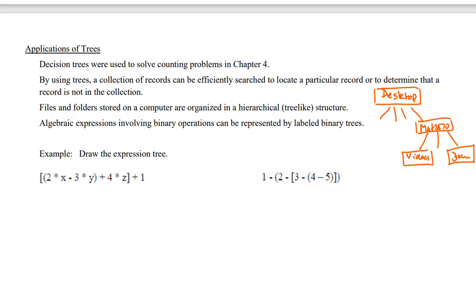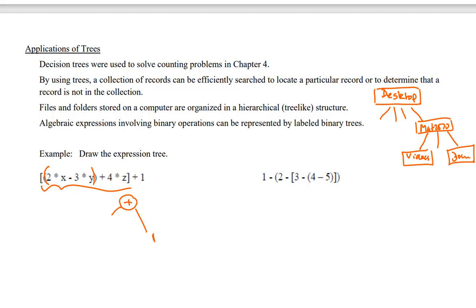An algebraic expression involving binary operations can be represented by a labeled binary tree. So here, it says draw the expression tree. As you see, what I have here is all of this added to 1, so addition with 1. But let's think, what is the major operation? We have parentheses first and then plus.